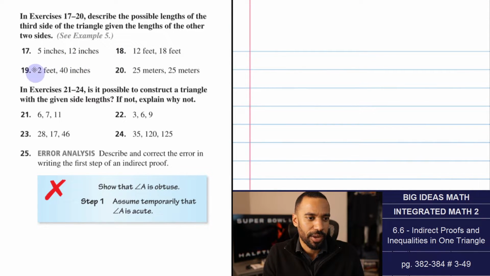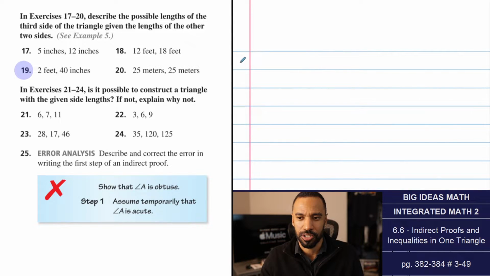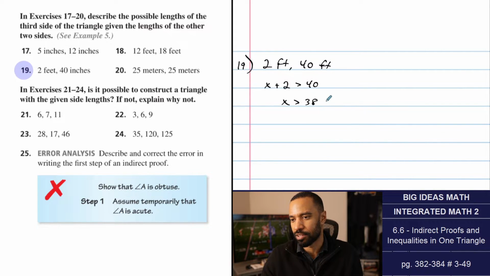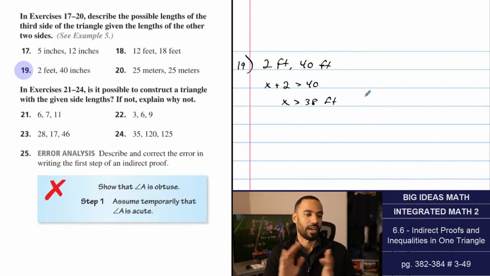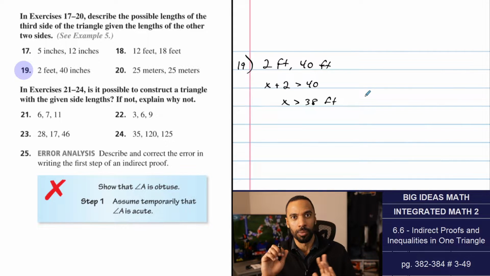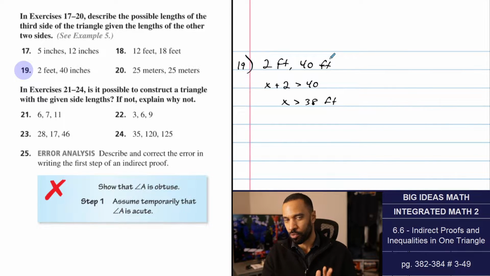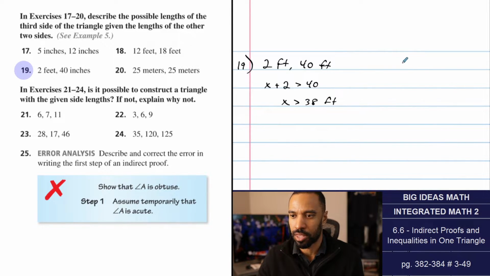This might be an even bigger range. Number 19, or a smaller range, actually. We'll see. Number 19: 2 feet and 40 feet. In the small case for X, X plus 2 has to be greater than 40. Subtract 2 from both sides, and X has to be greater than 38 feet. Wow, okay, I forgot. It's going to be a small case here. There's very little wiggle room for what X can be based on the other one being so small. The closer these numbers are together, the more wiggle room X will actually get. I don't know why I didn't think about that.